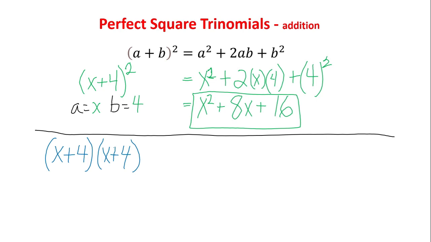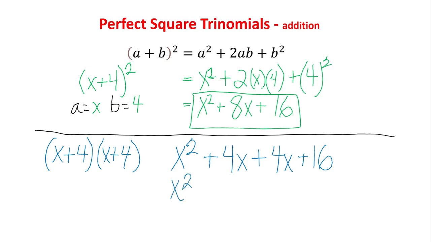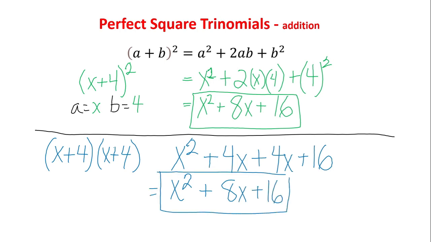So again, let's try and FOIL it. I have x plus 4 times x plus 4. So our first would be x times x, which would be x squared. And our outer, the O in FOIL, would be x times 4, which is 4x. Our inner is 4 times x, which is 4x. And our last is 4 times 4, which is 16. So if we combine our like terms again, we would get x squared plus 8x plus 16. So that is the same.